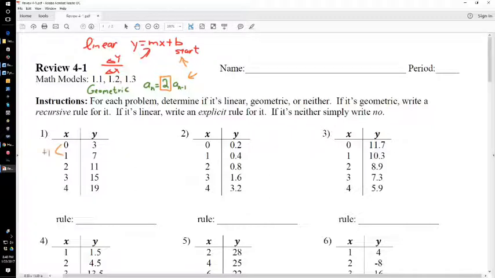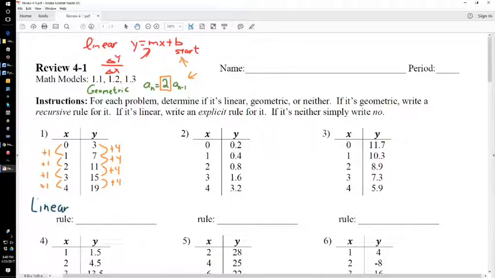So for this one, it's plus 1, plus 1, plus 1, plus 1. So the left side's consistent. This is plus 4, this is plus 4, plus 4, and plus 4. And since it's the same on both sides, since all of those are 4 and all of those are 1, this is a linear function.